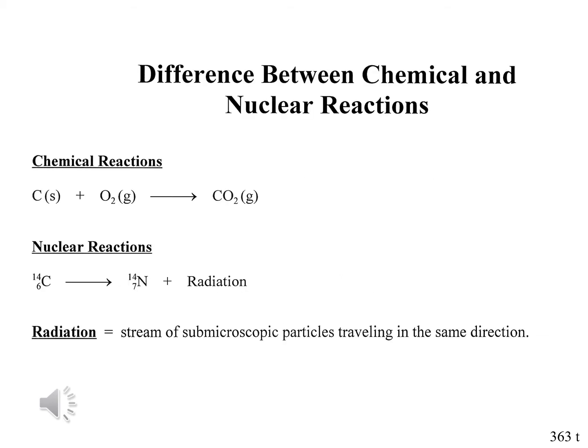Because all nuclear reactions involve radiation, we want to talk about what it is. All radiation is made up of a stream of submicroscopic particles that are either moving in the same direction or moving out from a center in a sphere. And the thing is that these particles are very tiny. They're parts of atoms usually, and I want to show you what kinds of radiation there are and classify them.